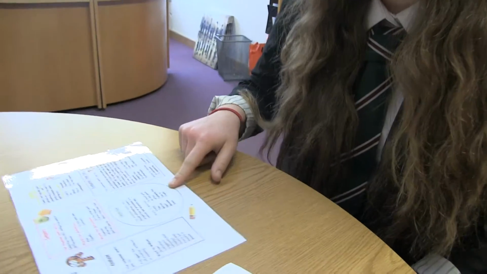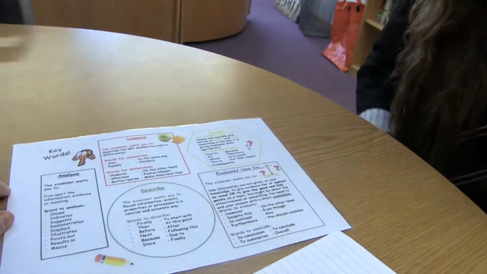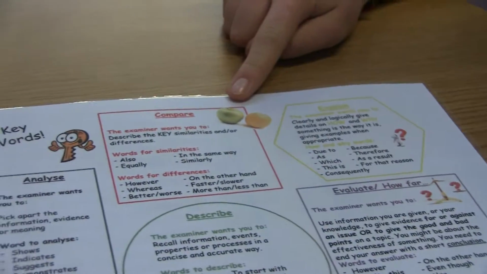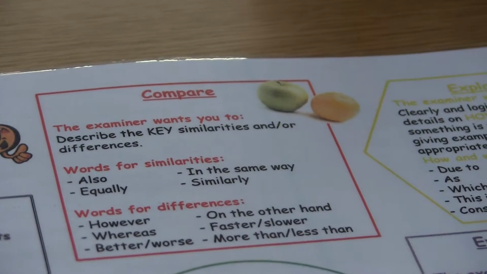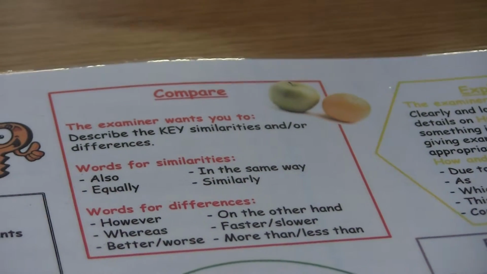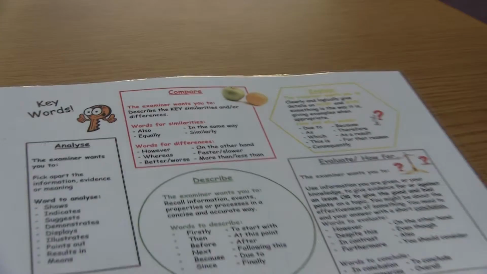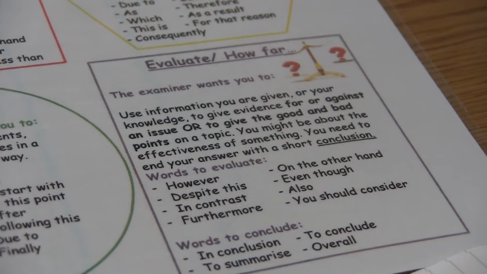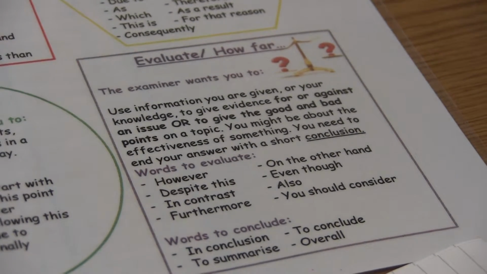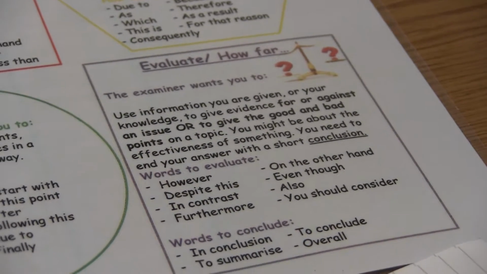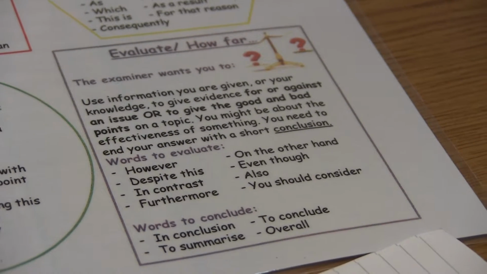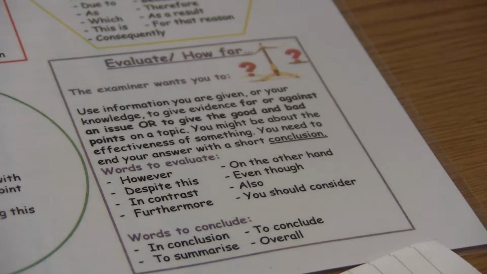So Miss said that we can use this to help, which is a mat. Because we're comparing, we would use the comparing box and pick some of the words, so it would help the writing and also the evaluating, because it's an evaluate task. As we're writing the piece of work, we'd use some of these words in order to progress in the writing.